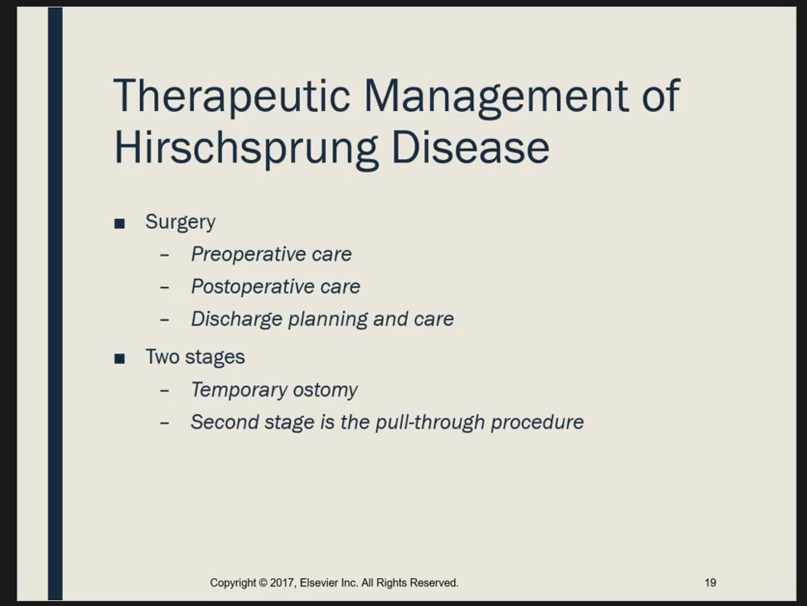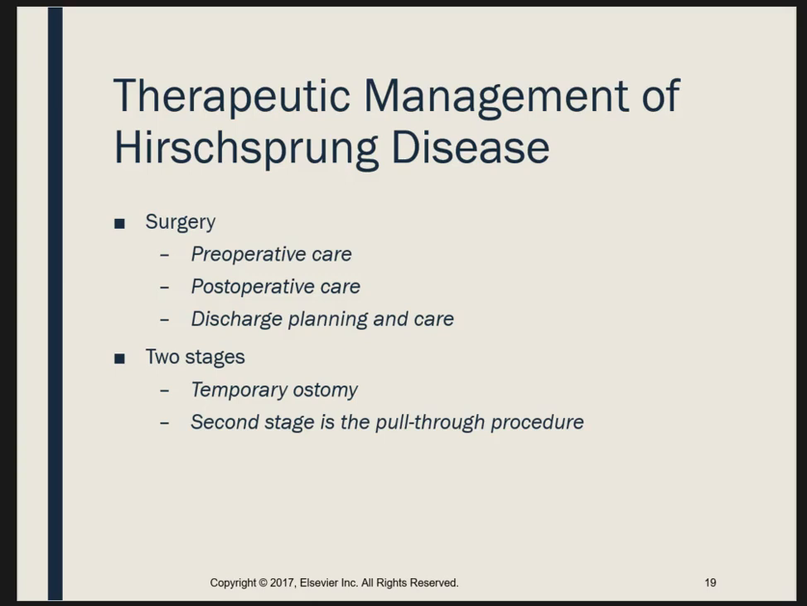So from the nursing standpoint here, pre-op care, so these kids may not be well enough to have surgery right away, depending upon how severe it is. So first there may need to be some kind of symptomatic treatment with enemas to clear them out. They're going to have to be on a very specific diet, low fiber, high cal, high protein. And a big important thing here for nursing is going to be measuring abdominal distension circumference.